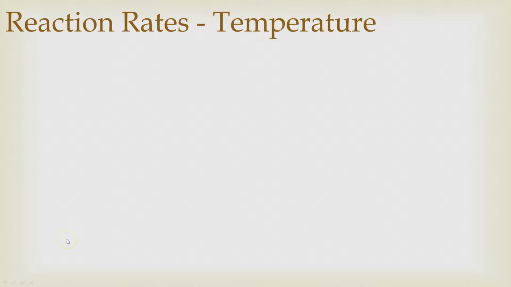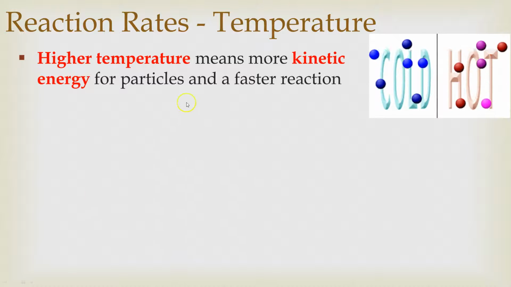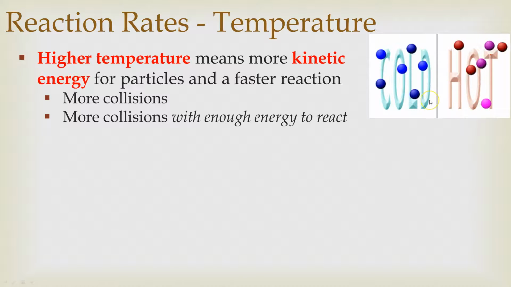Temperature. Temperature also has a very large effect on this. Higher temperatures are going to mean more kinetic energy. More kinetic energy, more movement for particles in a fast reaction. At a cold temperature, they're moving kind of slow. Hot temperature, much more quickly. When something's moving quicker, we're going to have more collisions and more collisions with enough energy to react. Remember, with collision theory, they need to combine and they need to combine with enough energy.